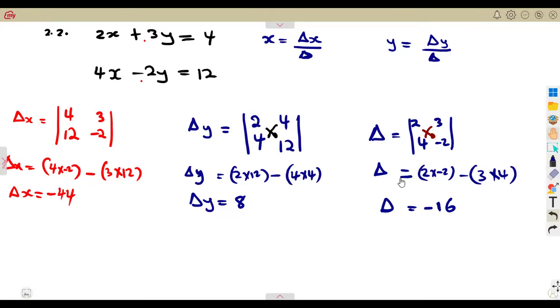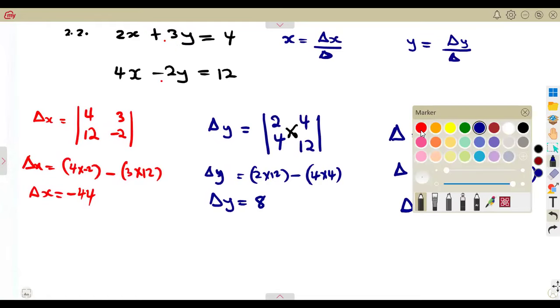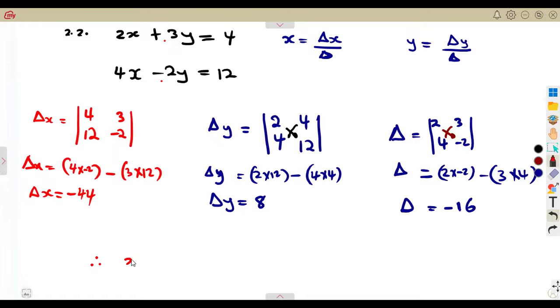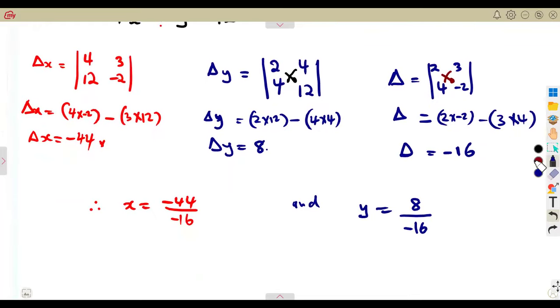With this, we can determine the values for x and y. So x is equal to what? The determinant with respect to x over that of the coefficients. For x that is minus 44, over the determinant of the coefficients, which is minus 16. And y is going to be the determinant of y over the coefficients, which for y is 8, and for the coefficients, minus 16. So this gives us the values of x and y that we want.